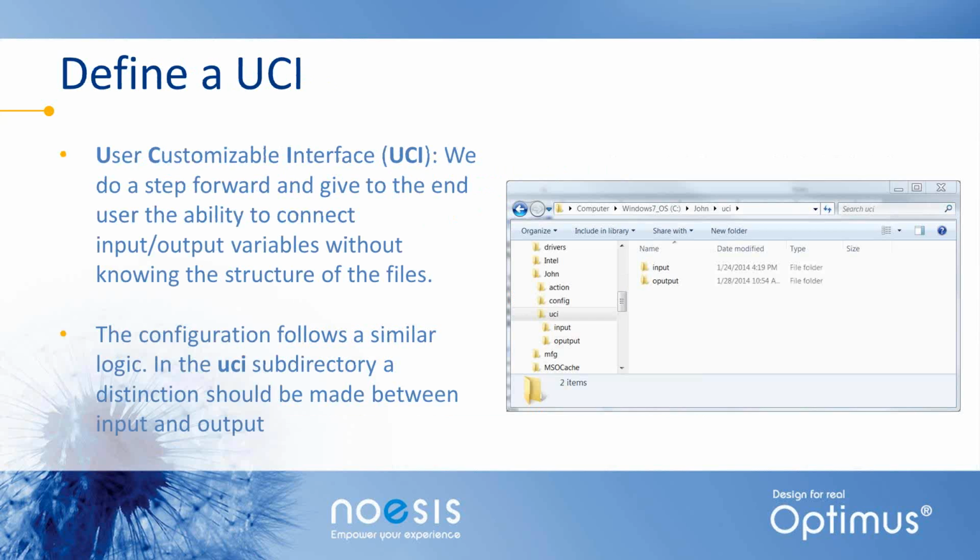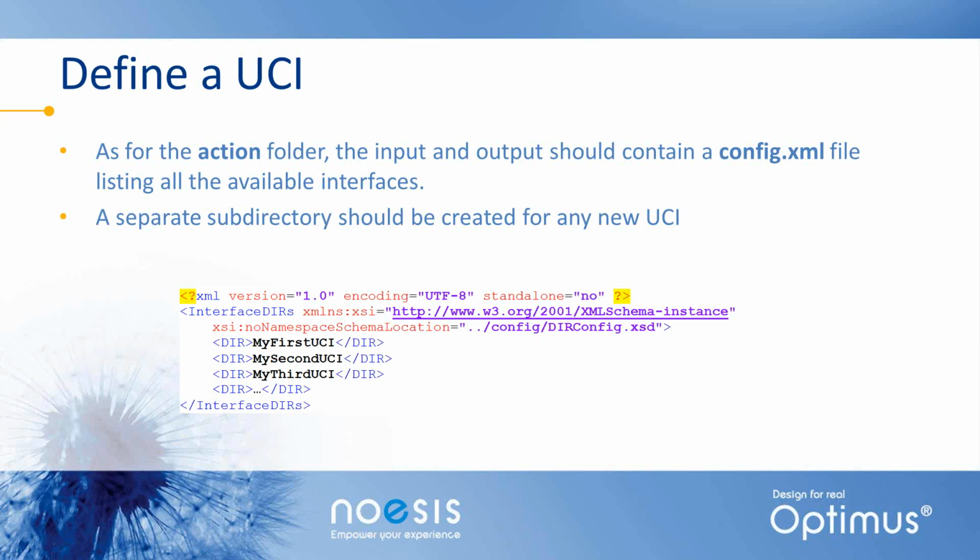But let's now take a step forward and see how to define a UCI, which is a bit more complex. In the UCI, we have to define two different directories in our folder, and we should specify one directory for the input UCI and one directory for the output UCI. So let's start with the input, and we will see that the output is very similar to that.